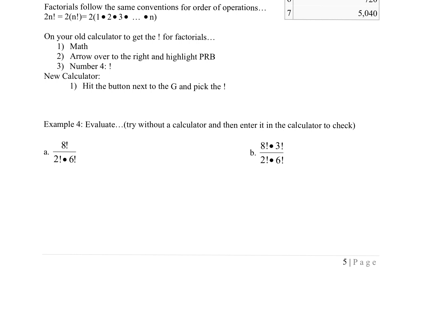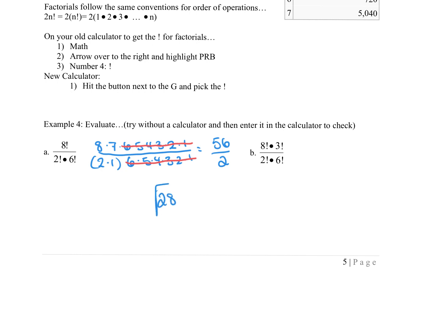So let's expand a couple problems. For this first one, letter A, 8 factorial means 8 times 7 times 6 times 5 times 4 times 3 times 2 times 1 over 6 times 5 times 4 times 3 times 2 times 1, and then the 2 would be 2 times 1. So 6, 5, 4, 3, 2, 1 cancels out with 6, 5, 4, 3, 2, 1 on top. That leaves me with 56 divided by 2, which is 28.